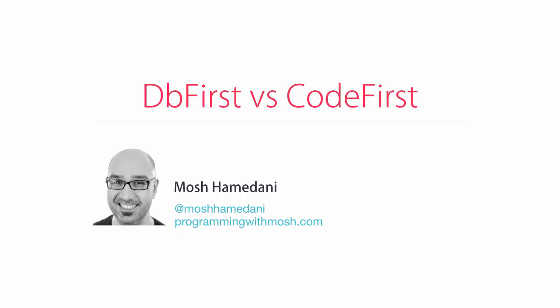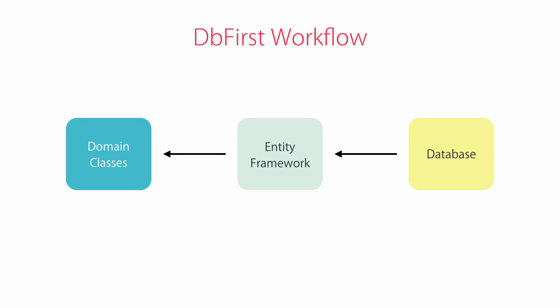So there are two workflows to use Entity Framework. The traditional way is to design database tables first, and then have Entity Framework generate the corresponding domain classes. This approach is called Database First or DB First. The other way to use Entity Framework is the opposite direction. So we start with our domain classes and have Entity Framework generate the database tables for us.